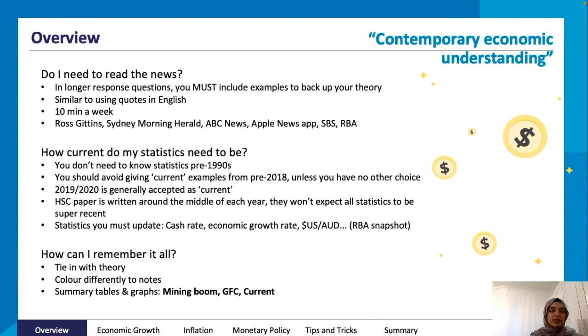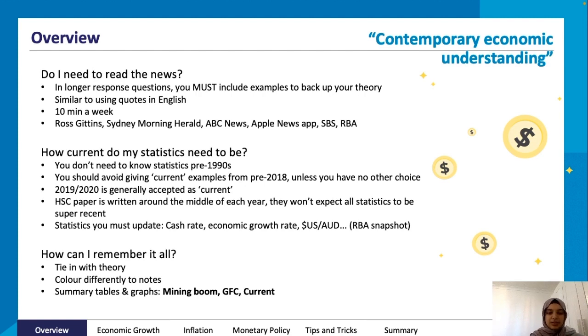How can I remember it all is often a question I get asked, and it's a very valid question. Tying it in with theory is a great tip that I often give to students. Being associated with theory can make it a lot easier because you've learnt the theory component and now you have an actual real life example to go with it, so it puts it into perspective. Colour it differently to your notes, so have it in a separate section from your theory. Here's the theory component and then here's a real life example. Have it separate. It's like an example that you would have in English as a quote.